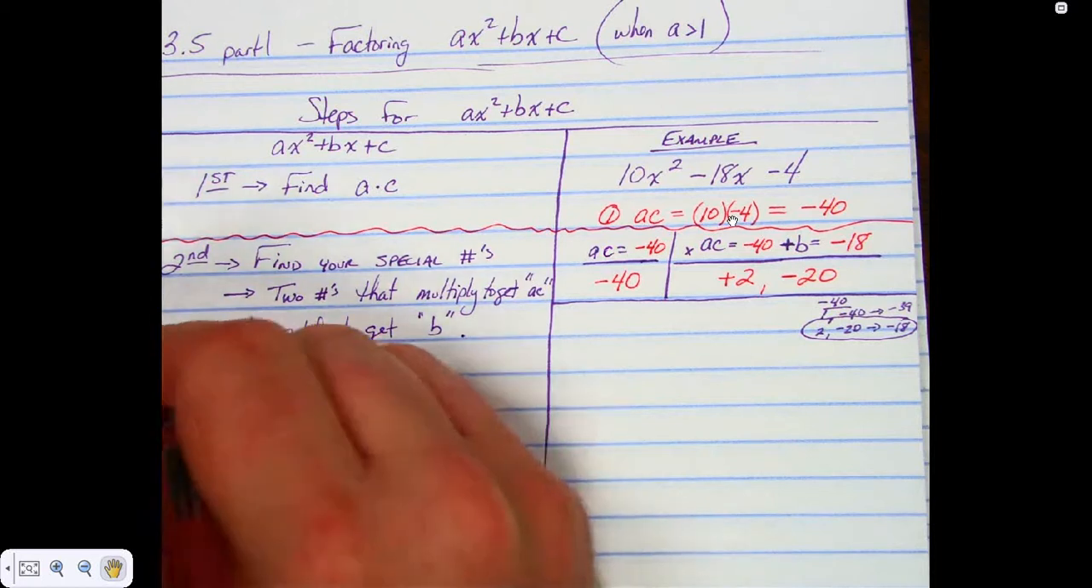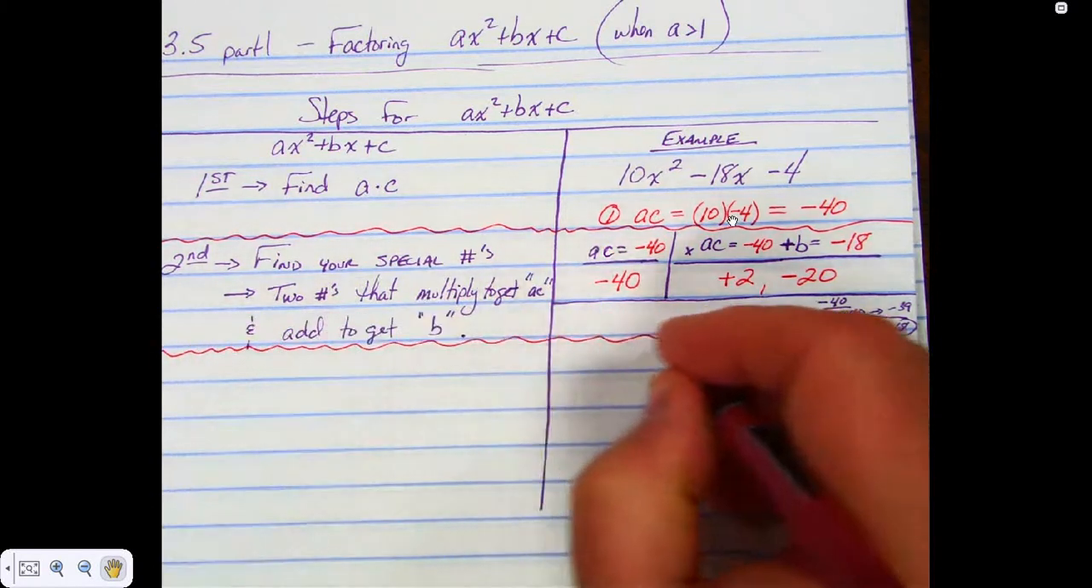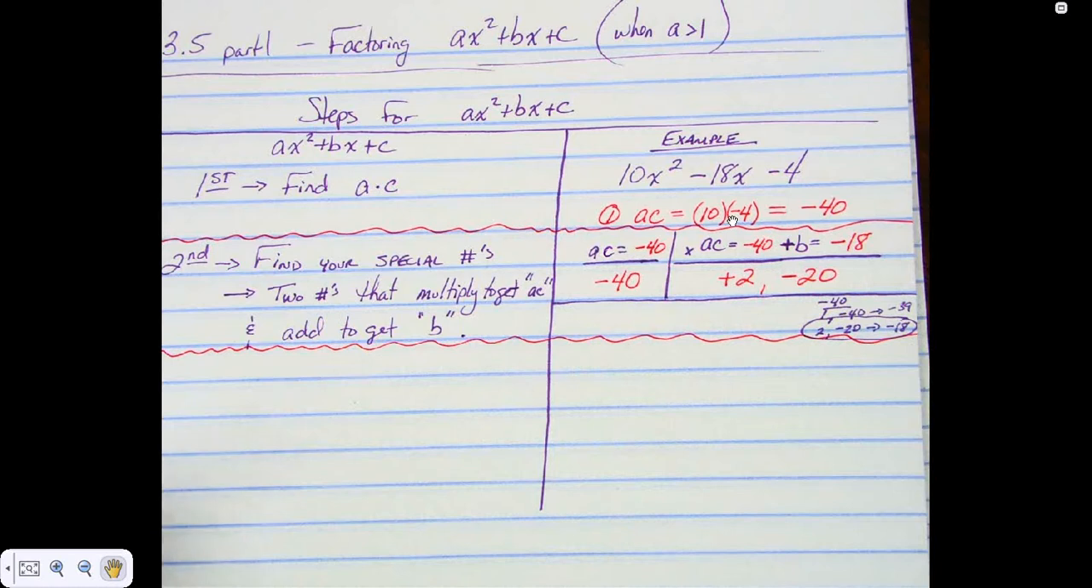Good, you're done with the second step. You found your two special numbers. Your third step.